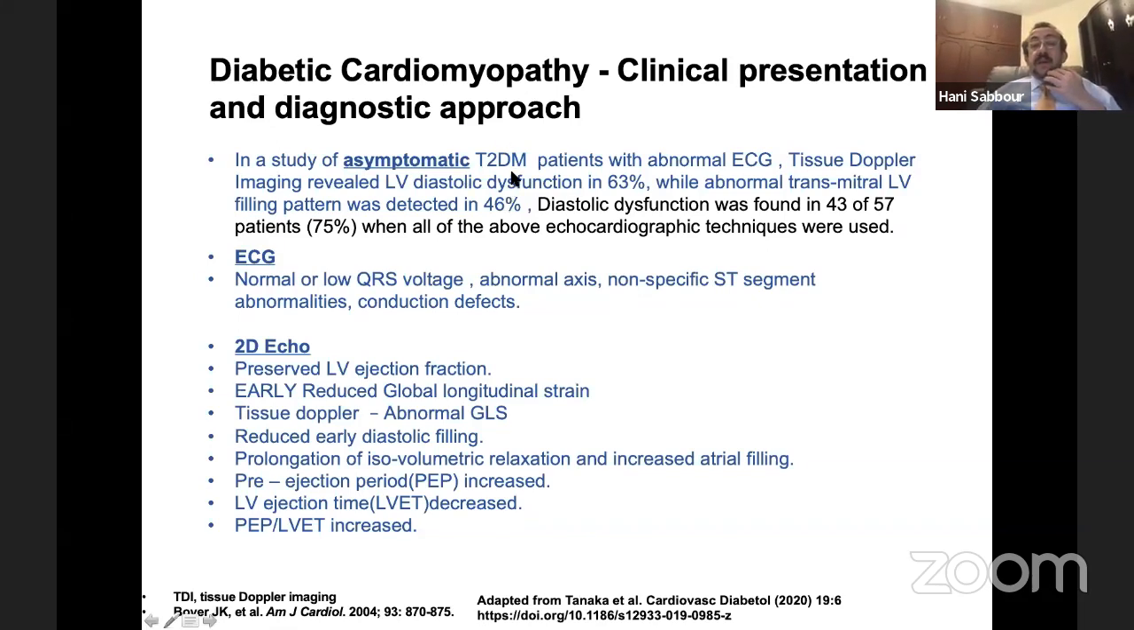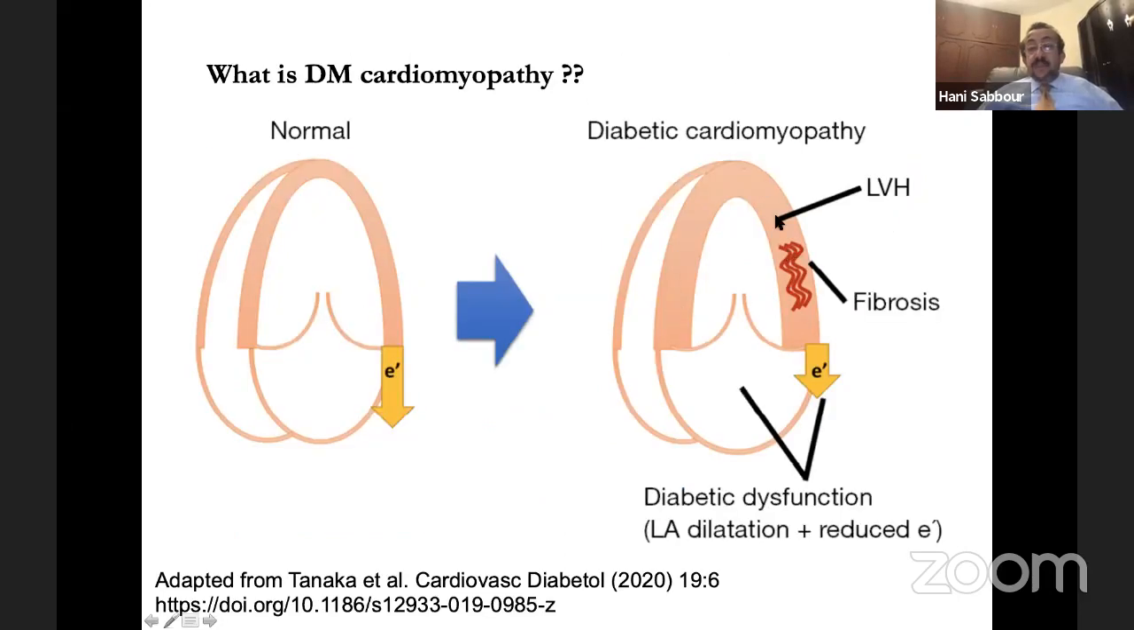Asymptomatic diabetics with a slightly abnormal ECG, often who had stage 1 hypertension. Tissue Doppler showed diastolic dysfunction in 63% and abnormal transmitral filling in 46%. The findings were normal or low QRS voltage and non-specific changes. And this finding is actually due to fibrosis and scarring with left ventricular hypertrophy plus left atrial dilatation. So this is the echo finding that is seen in many diabetics, and it's always presumed to be due to hypertension, and it's often not just the case.